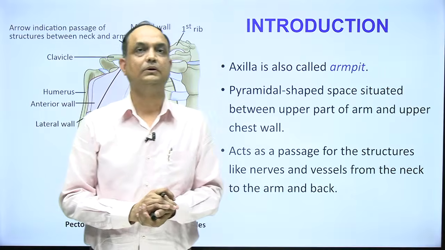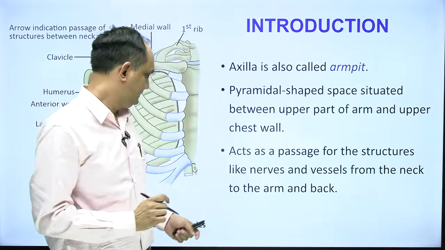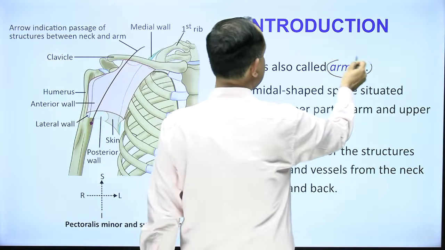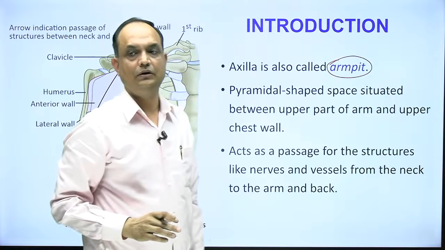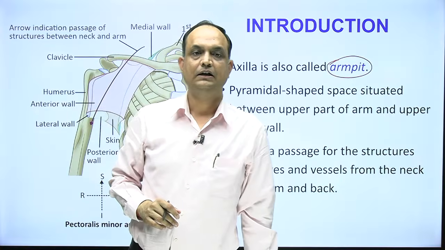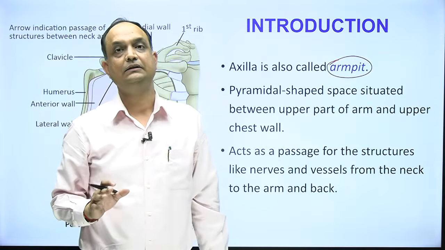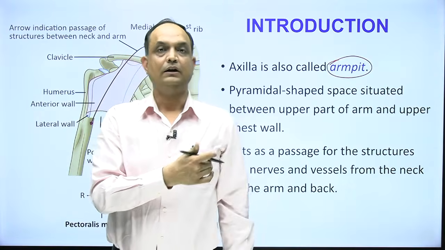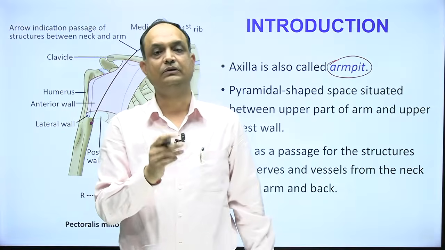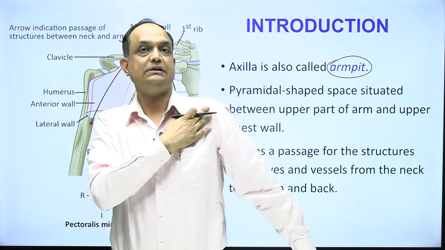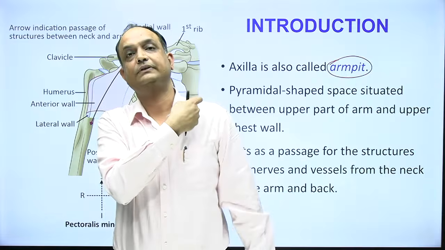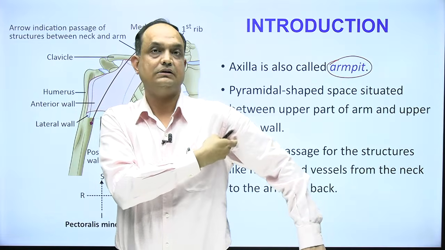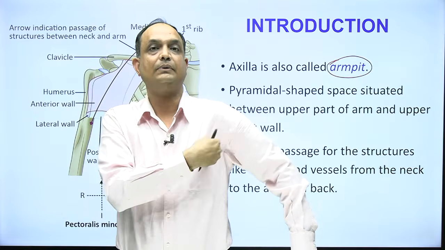Now, whenever you are talking about the axilla, in layman's terms it is known as the armpit. When you see the location of the axilla, it is a pyramidal space, and this pyramid lies between your arm and the chest wall. This pyramid has its apex facing towards the neck, and its base towards this part, between the arm and the chest.